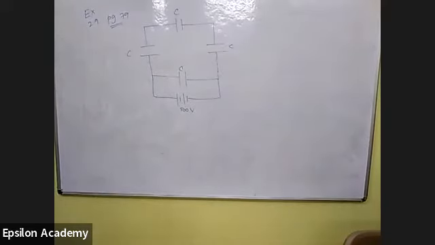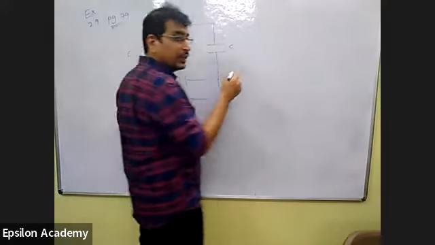So let me read this. There is a network of 4 10 microfarad capacitors which are connected to a 500 volt supply. Determine the equivalent capacitance of the network. That is the first question. Second, the charge on each capacitor. So that's what we need to find. So what is going to be the equivalent capacitance?